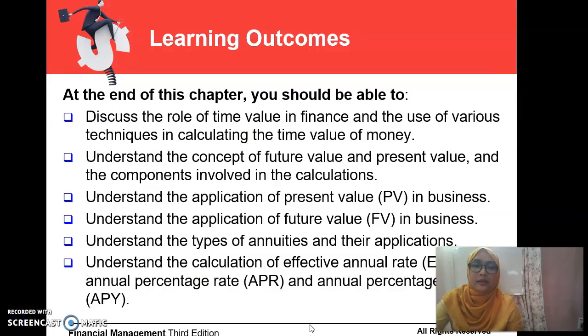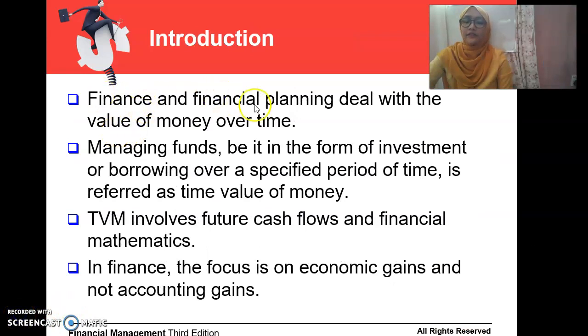Next, by the end of this chapter, you will learn the role of time value in finance, and various techniques in calculating the time value of money. You can understand the concept of future value and present value, and all the components involved in the calculation. You can understand the application of present value, the application of future value, the types of annuity and their application, and the calculation of effective annual rate EAR, annual percentage rate APR, and annual percentage yield APY.